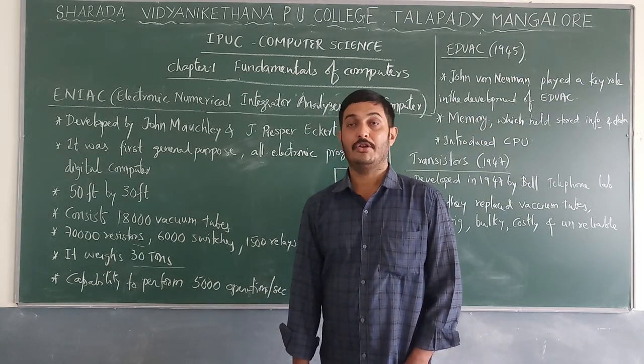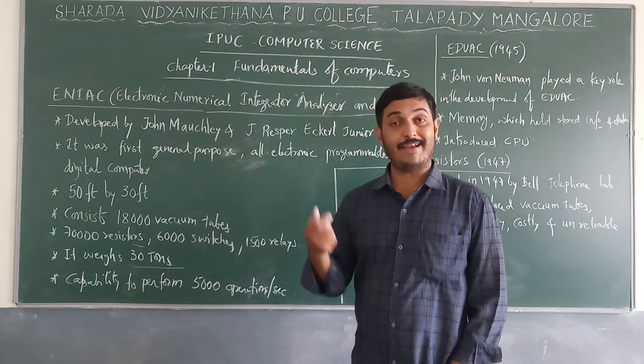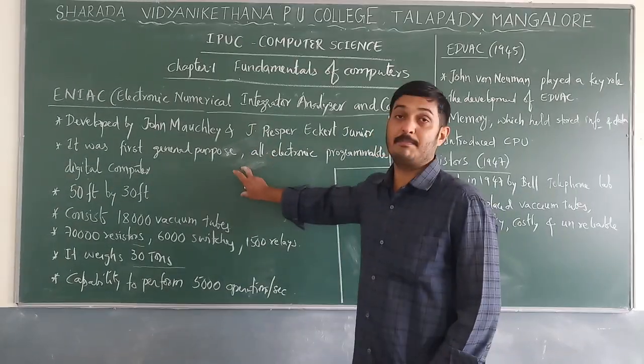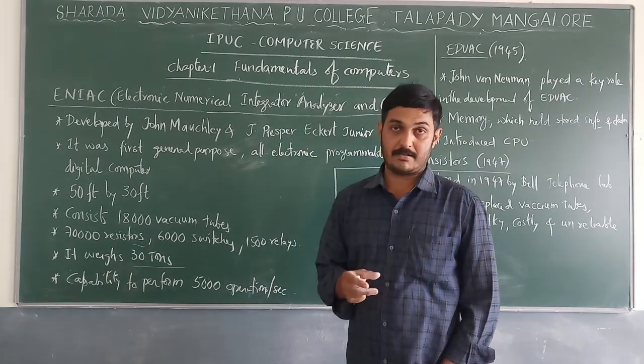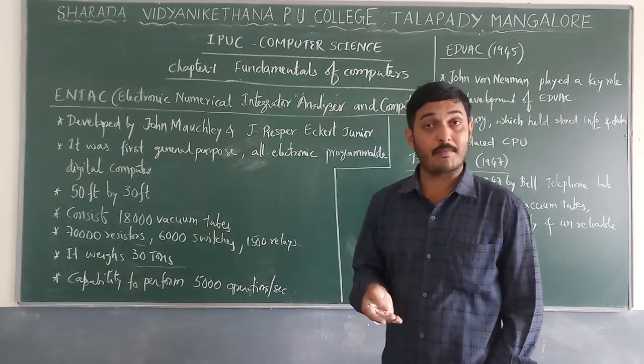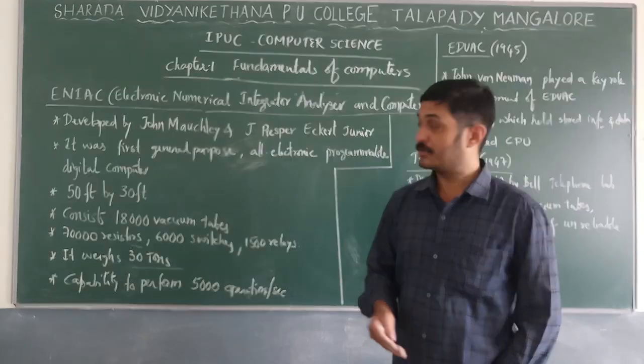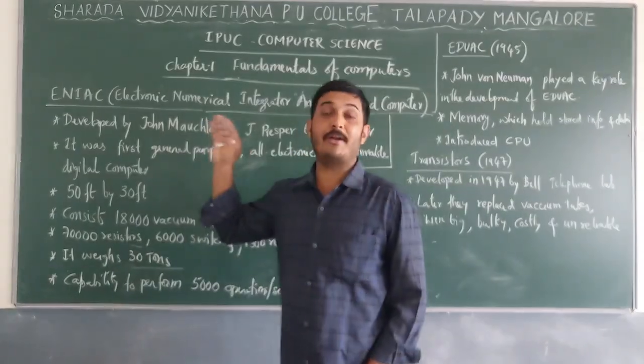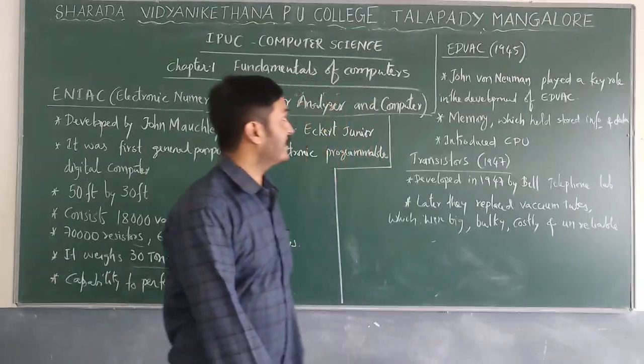Okay, these are about ENIAC, and you can expect this part also. That means ENIAC. Explain ENIAC. It is for 5 marks, 4 marks, 3 marks, or 2 marks. So it's better to study about this one. So what do you mean by ENIAC? Okay, let us move to the next one.